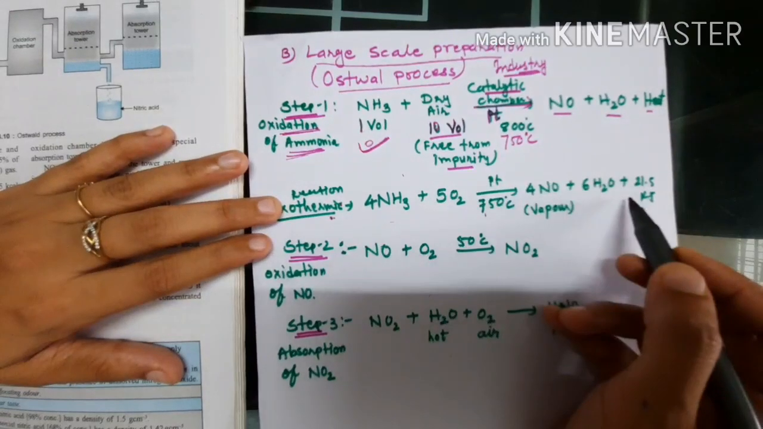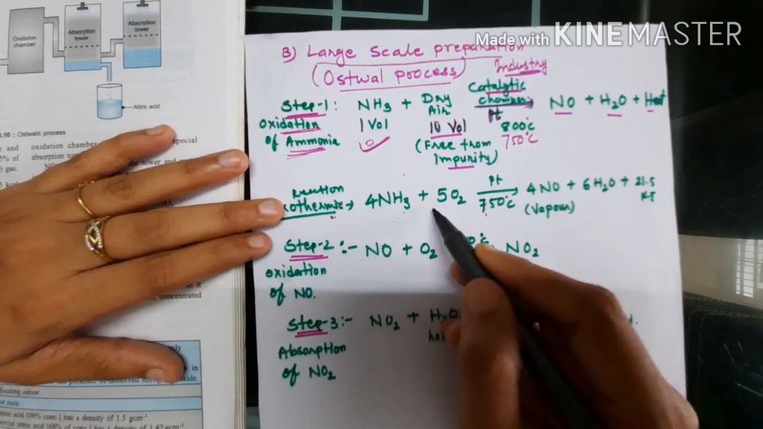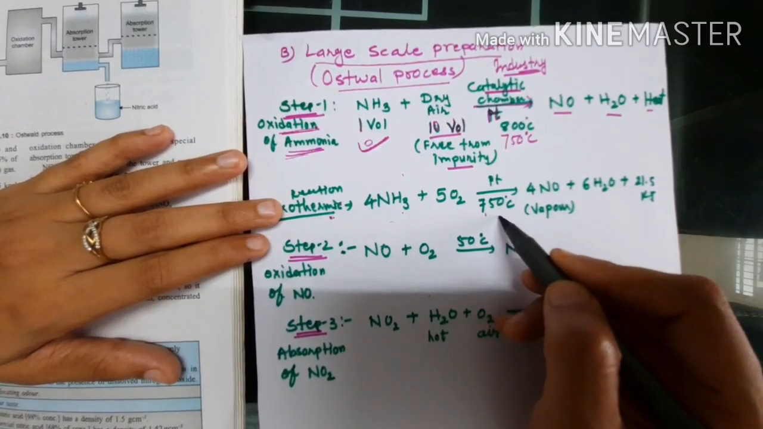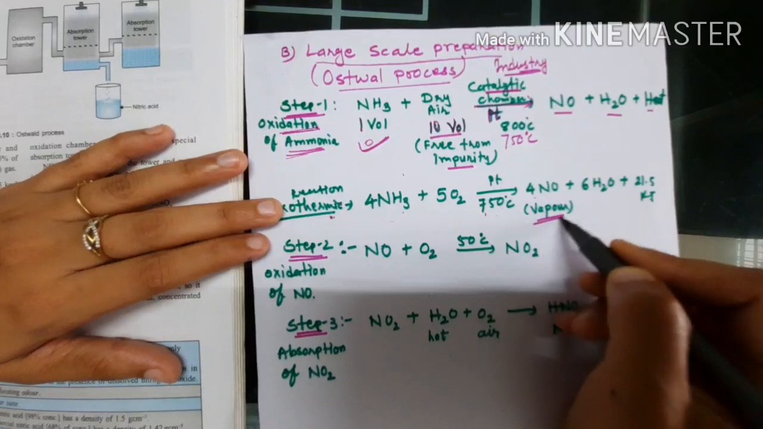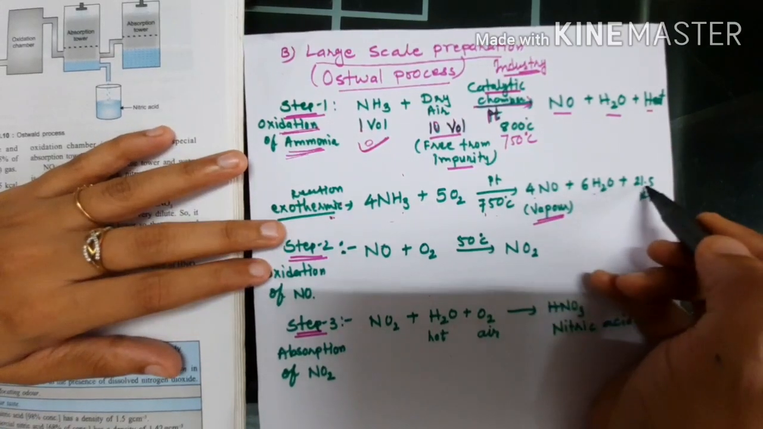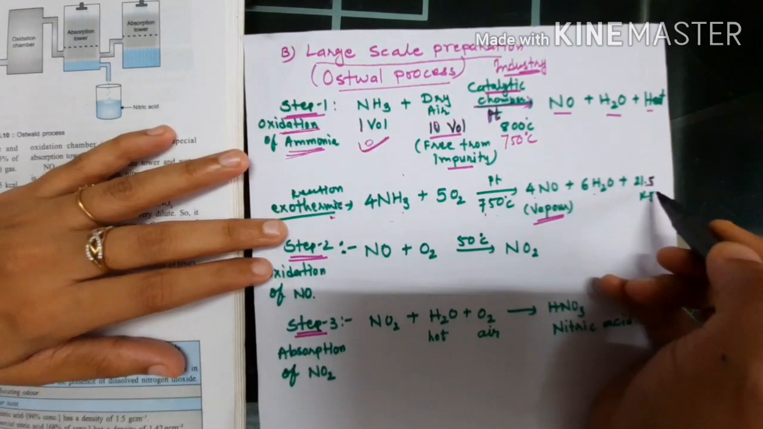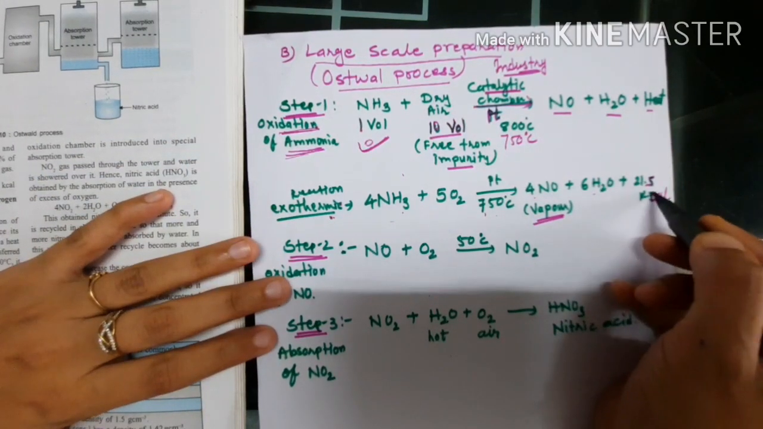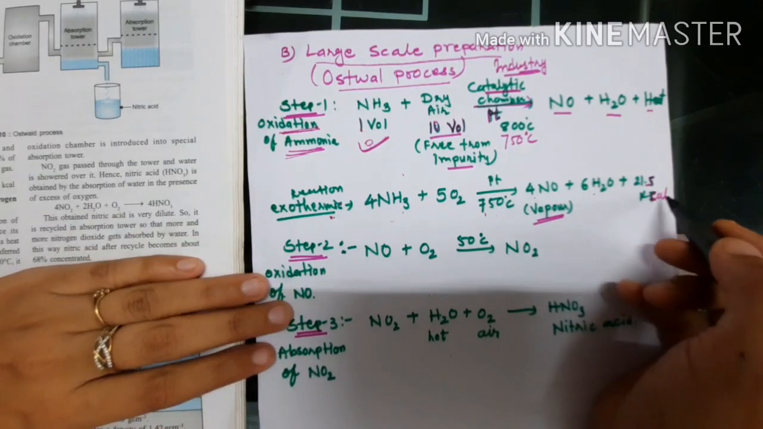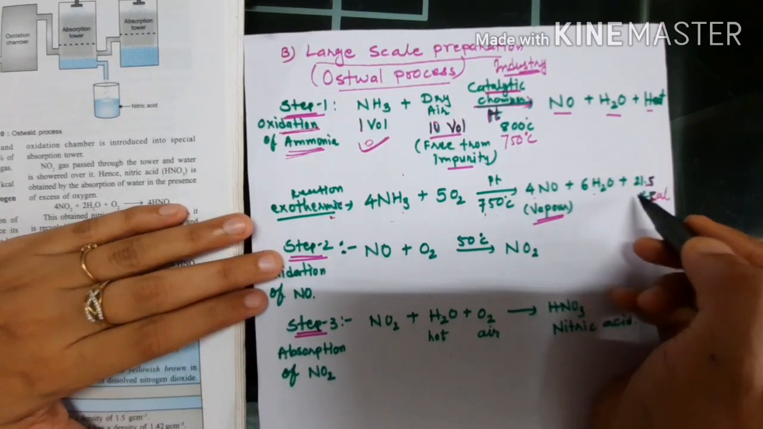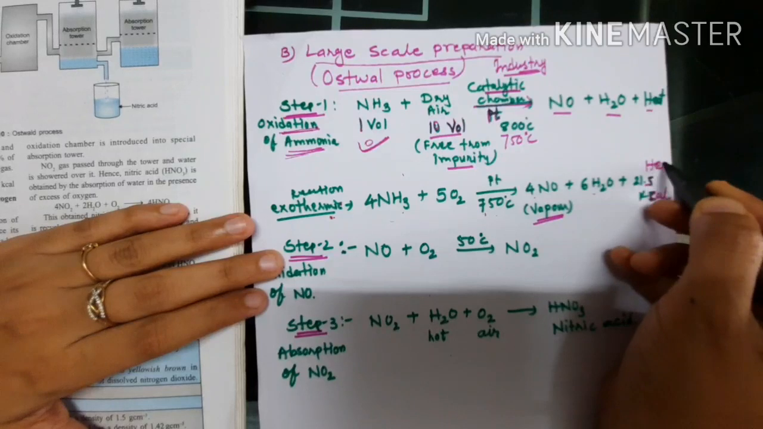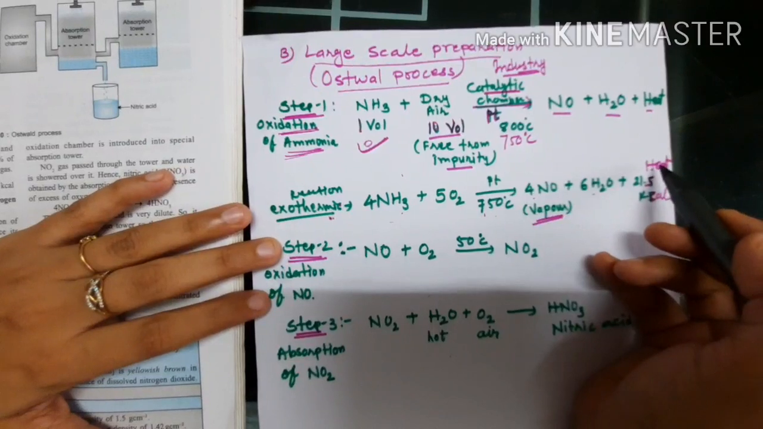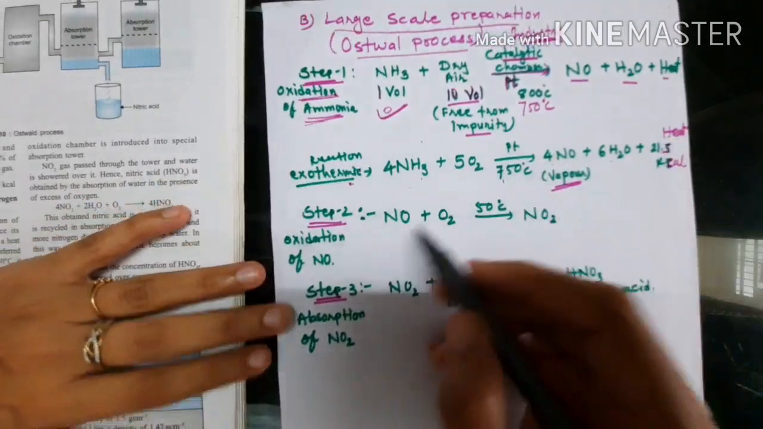So this is the balanced reaction: 4 volumes of ammonia plus 5 volumes of oxygen, 5O2, in the presence of platinum at 750 degrees centigrade, converts into 4NO, which is in vapor form, and 6H2O plus 21.5 kilojoule, which means kilocalorie energy will be produced, or released, or we can say heat will be released. That's why it is an exothermic reaction, heat is releasing. So that is the first step.